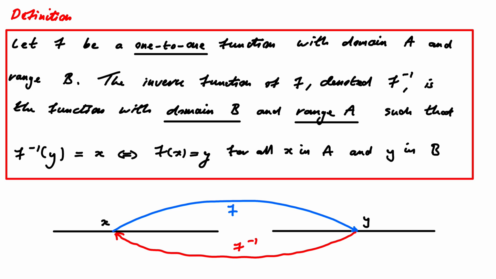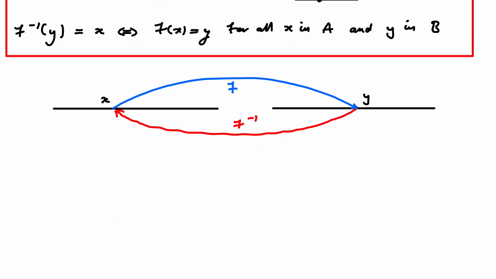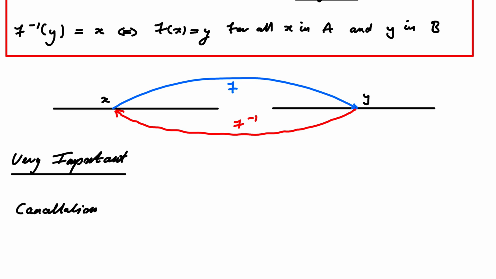Now, a really important property of this is something called the cancellation property, which is something we've already seen with respect to logarithms and exponents. So this is very important. If you have an inverse function, you have the cancellation properties. There's two of them.